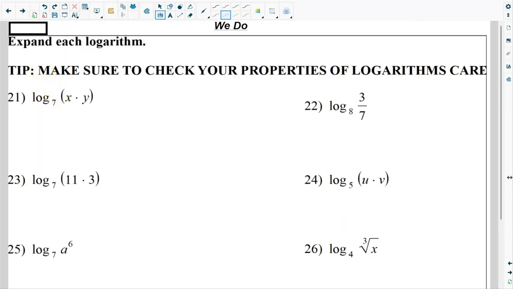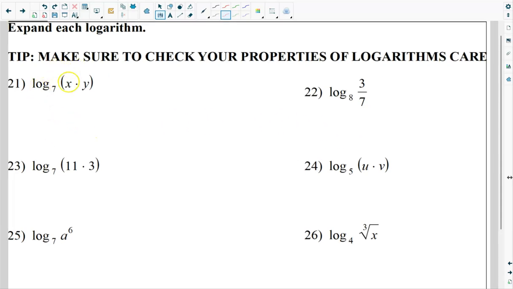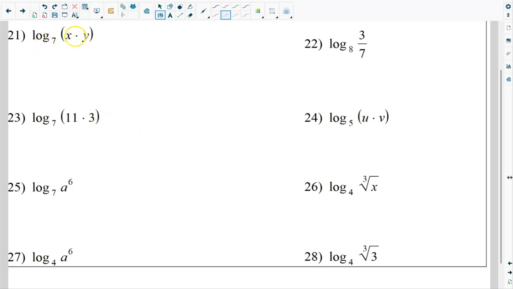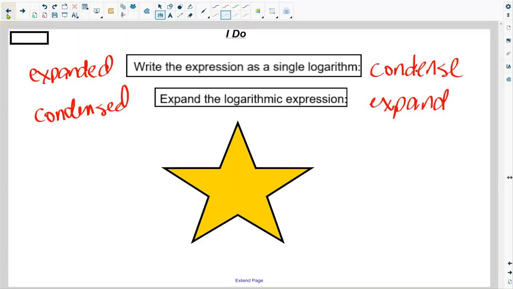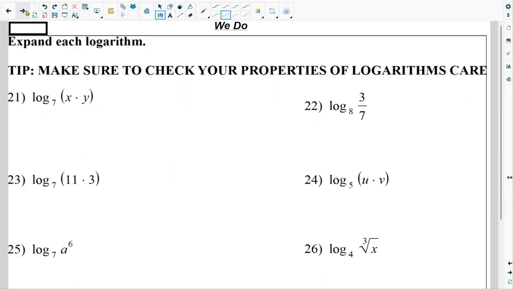All right, now let's go ahead and look at expanding each logarithm. Here I'm giving you guys a tip. Make sure to check your properties of logarithms. Notice that they're condensed, so I'm going to have to expand it. In this case, I have x being multiplied, so I'm going to use the product property. It's being given to me condensed, so I'm going to expand it just like that.